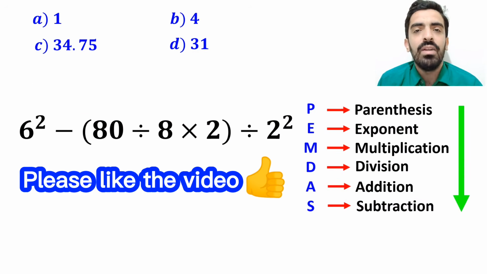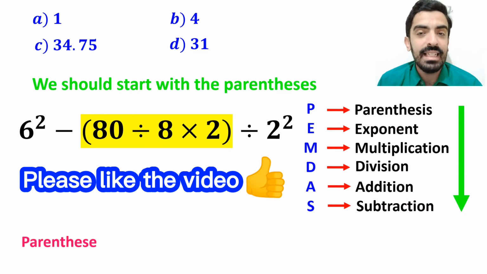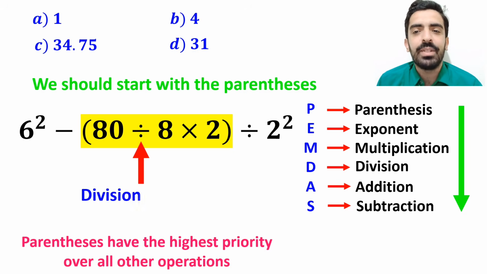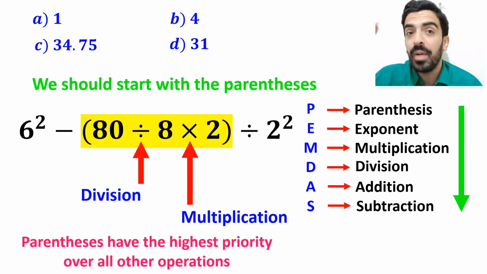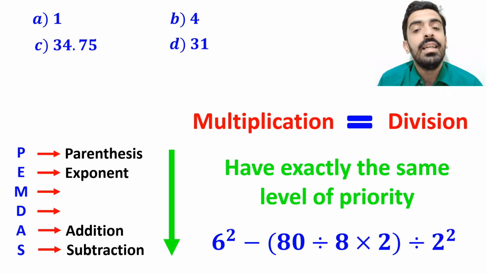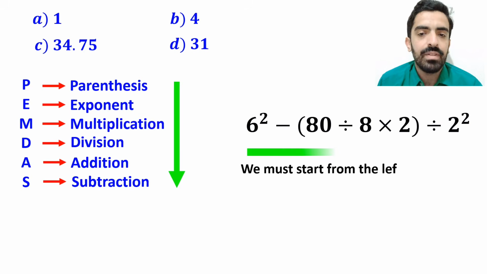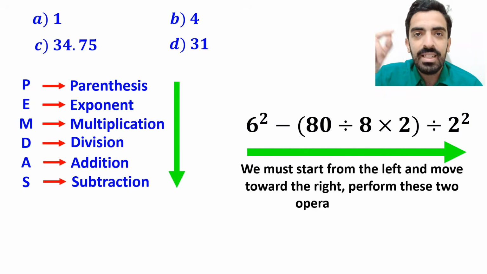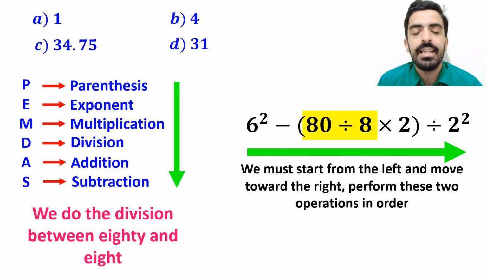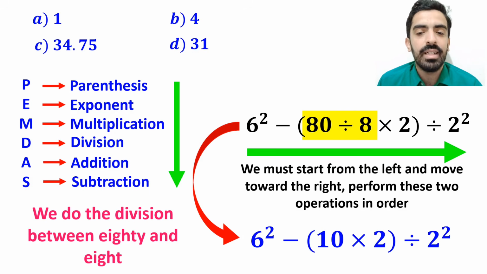According to the PEMDAS rule, first we should start with the parentheses, because parentheses have the highest priority over all other operations. And inside the parentheses, we have one division sign followed by a multiplication sign. It's really important to understand that multiplication and division have exactly the same level of priority. In this situation, we must start from the left and move toward the right, performing these two operations in order. So, first we do the division between 80 and 8, and this expression simplifies to 6 squared minus 10 times 2 inside the parentheses, then divided by 2 squared.